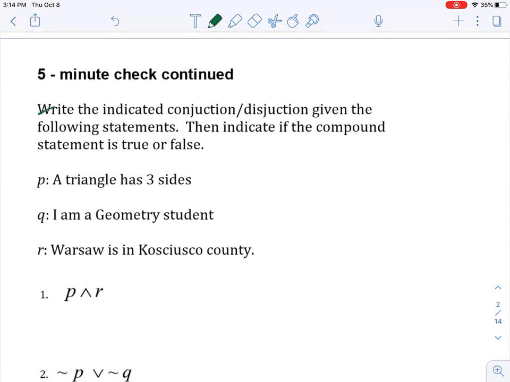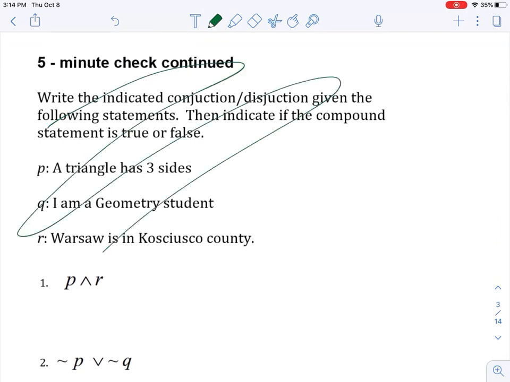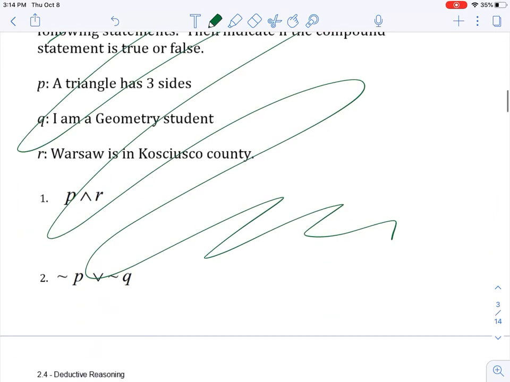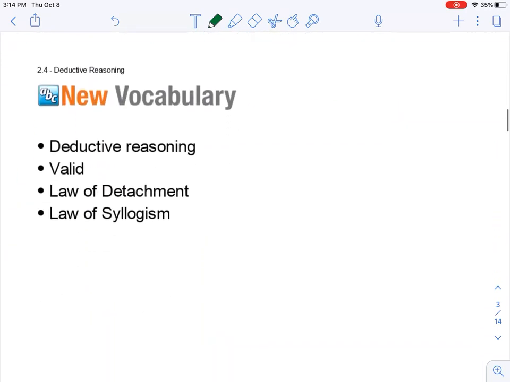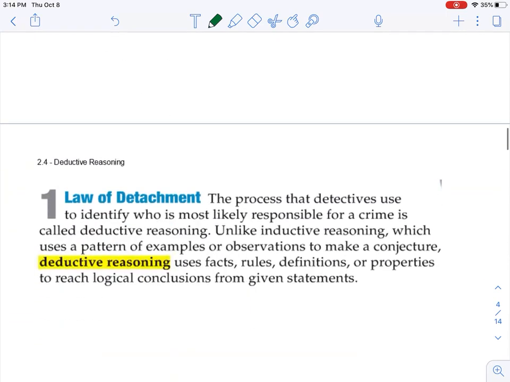Our 5-minute check here, we cannot do since we skipped 2.2, but we will move on, okay? So our new vocab is deductive reasoning, valid, law of detachment, and law of syllogism.